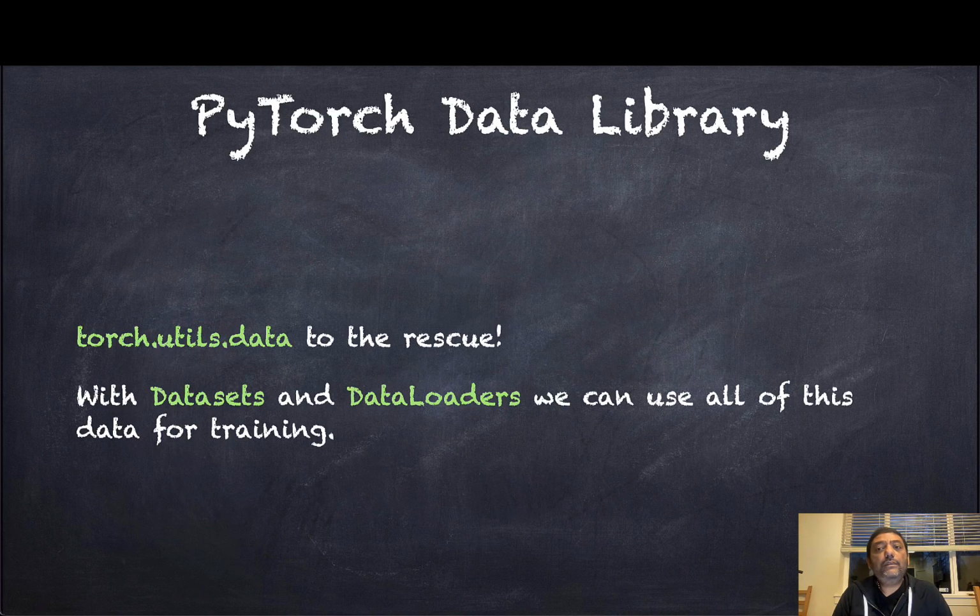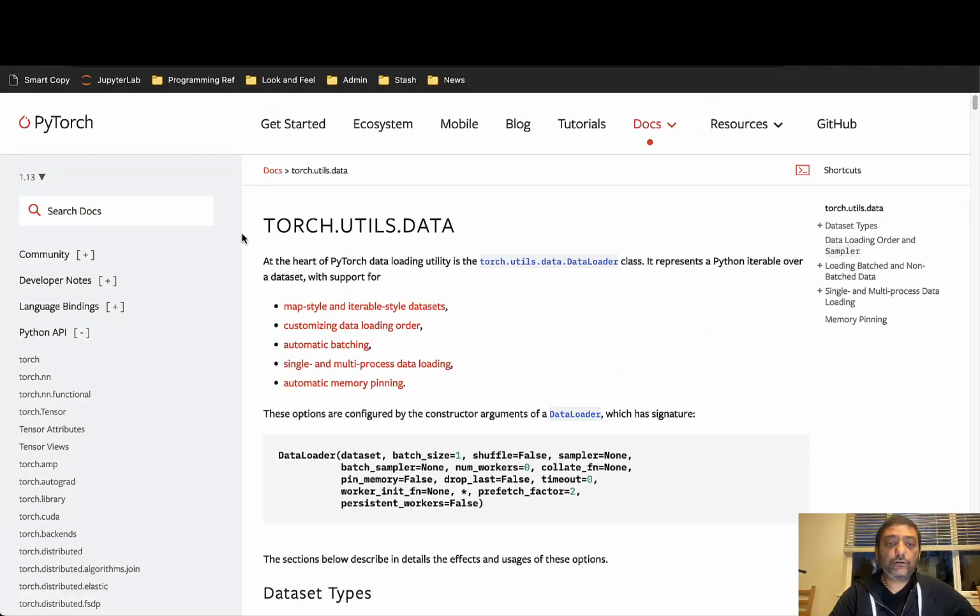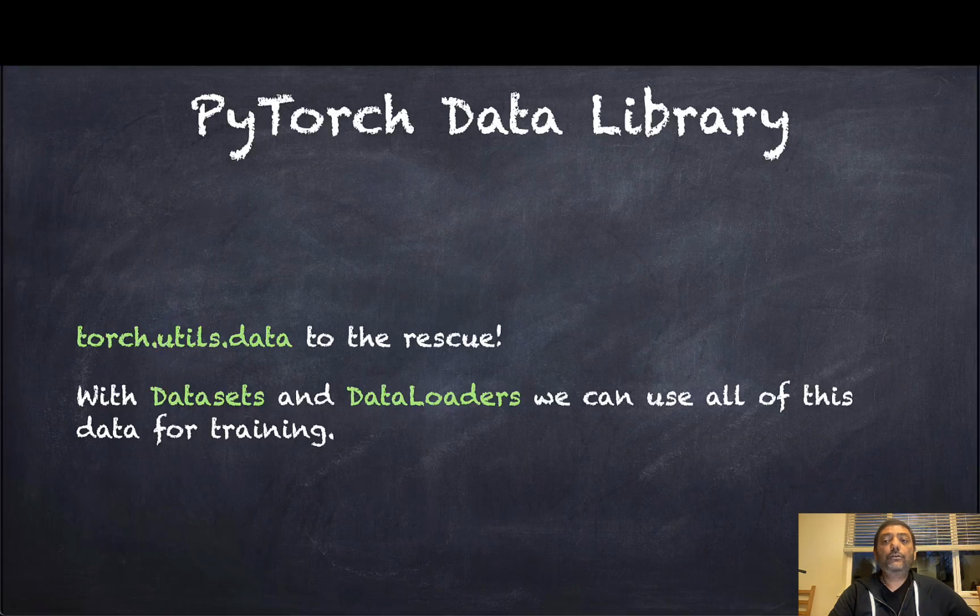And what we'll do in this set of tutorials is learn how to use the PyTorch data library, which is really all the stuff inside torch.utils.data, to actually convert all of these various data sources into neat batches of useful tensors. And the two main classes that we'll work with are datasets and data loaders. And we'll see in detail what each one of these are.